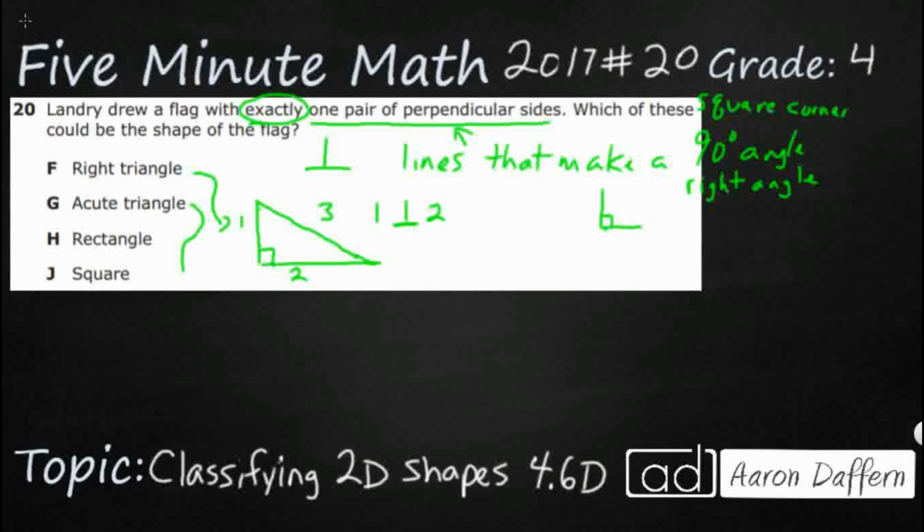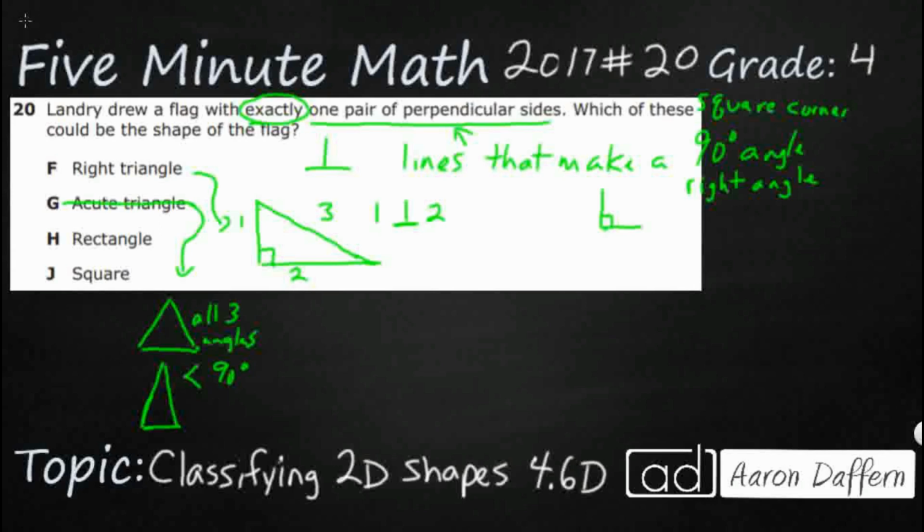Let's see what G's got here. An acute triangle. I'm not sure. There's a whole bunch of different types of acute triangles. I could kind of do one like that. It's a little bit more isosceles rather than equilateral. Either way, though, I don't see any 90-degree angles. What makes an acute triangle an acute triangle is all three angles are acute. That's why it's called an acute triangle. Are less than 90, less than that 90 degrees. So that is definitely not going to be it.